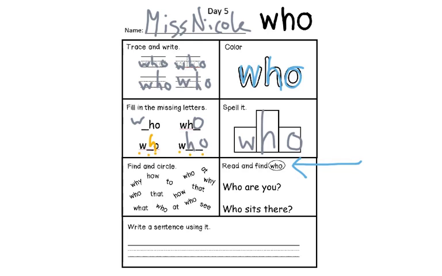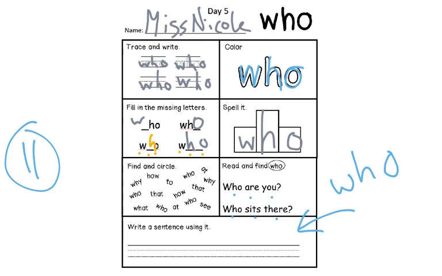Next, we're going to read and find the word who in the sentences. Let's read the first one together. Who are you? Who sits there? You're going to circle the word who. Now you're going to write your own sentence using the word who. So go ahead, pause your video, and write your sentence.